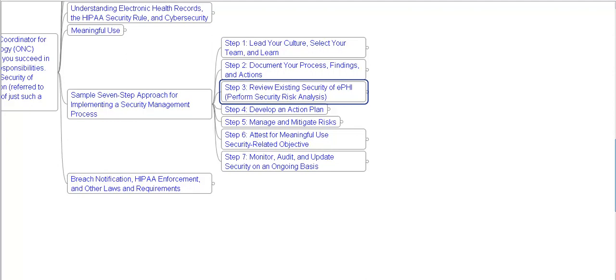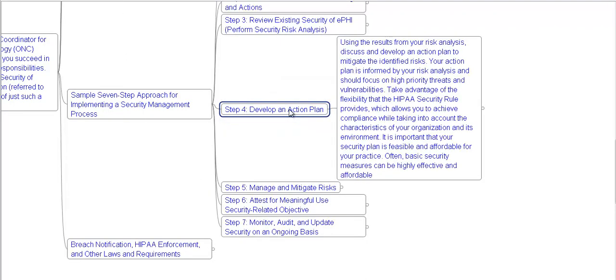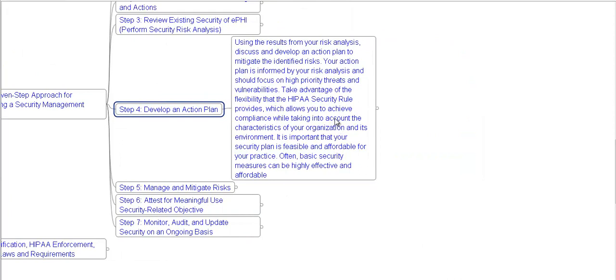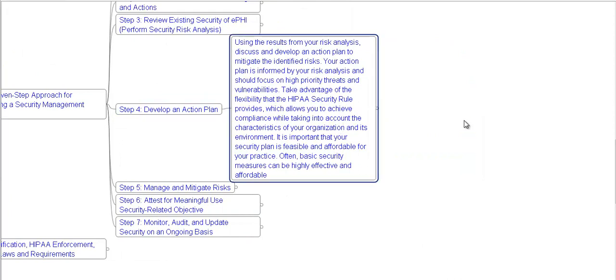Now we'll move to step 4: develop an action plan. Using the results from the risk analysis, discuss and develop an action plan to mitigate the identified risks. Your action plan is informed by your risk analysis and should focus on high priorities, threats, and vulnerabilities.